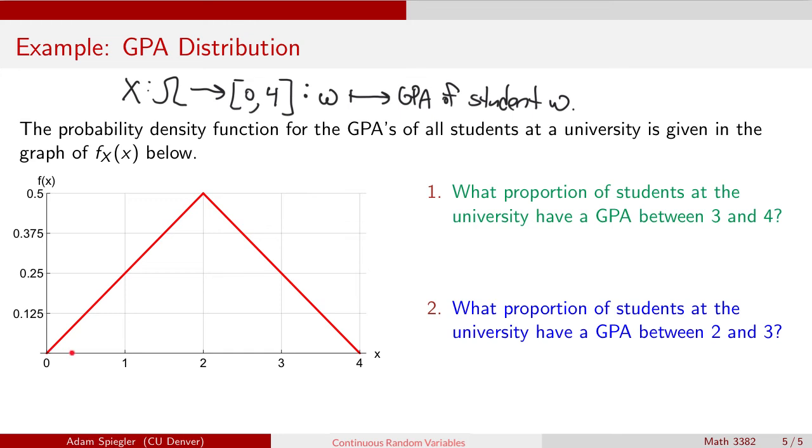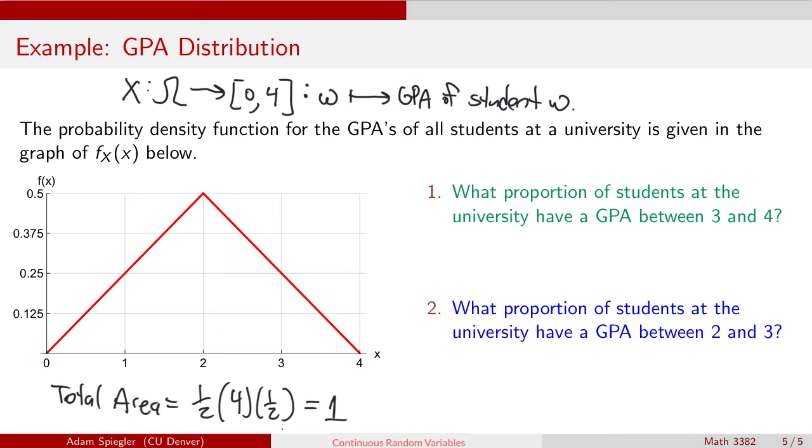And here, this area would be a triangle. So we could say this triangle's total area would be 1/2 times the base, which is 4, times the height, which is also 1/2. And that gives us 1. So this total area is telling us that 100% of the students have a GPA between 0 and 4.